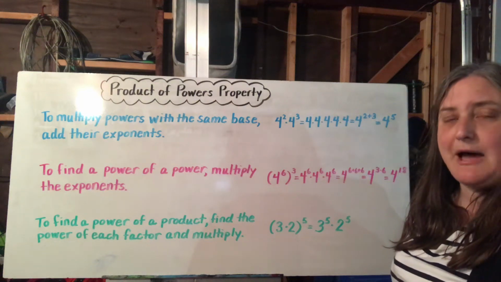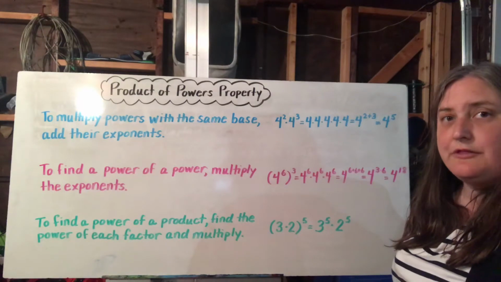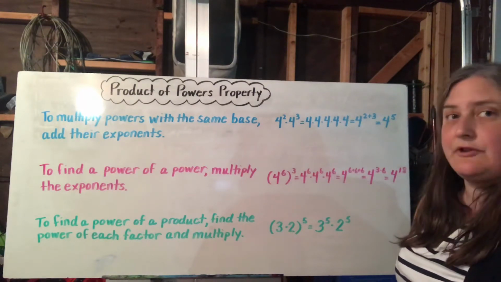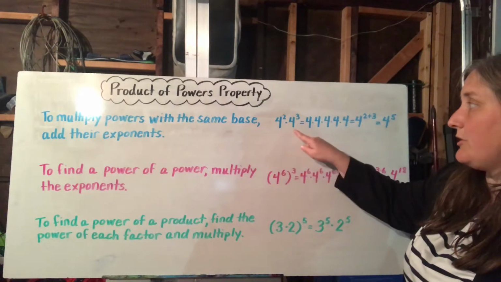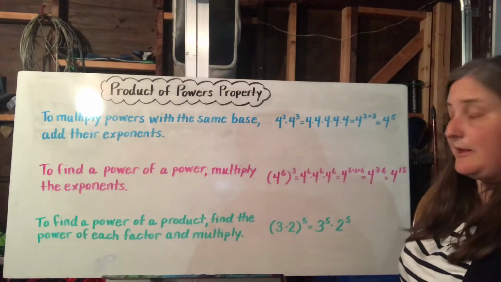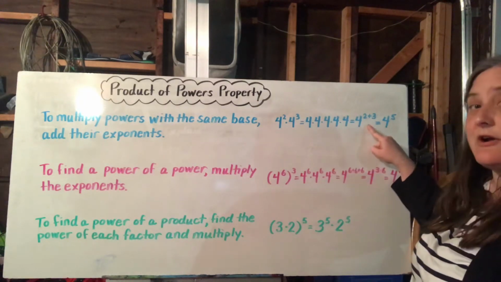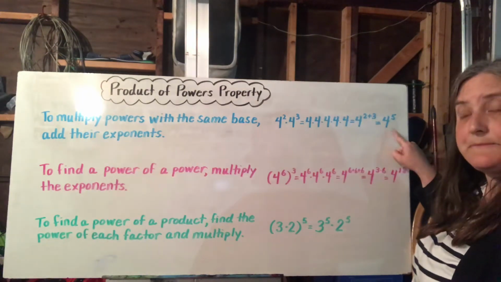This is the product of powers property. The product of powers property has three components. The first component says to multiply powers with the same base, add their exponents. If you're doing 4 to the second power times 4 to the third power, you're really multiplying 2 4s and 3 4s. So you can add their exponents as a shortcut. You're really doing 4 to the fifth power.